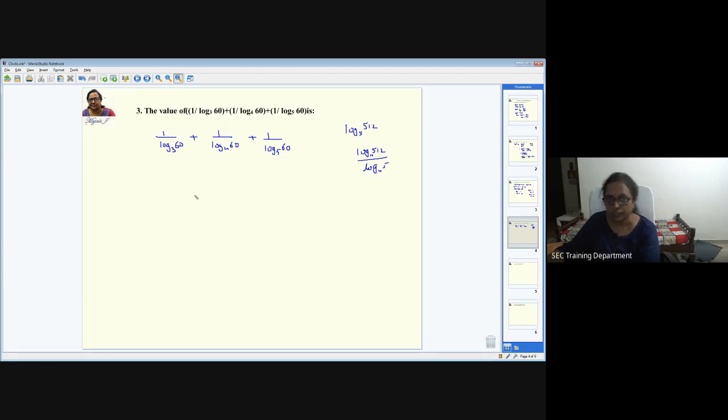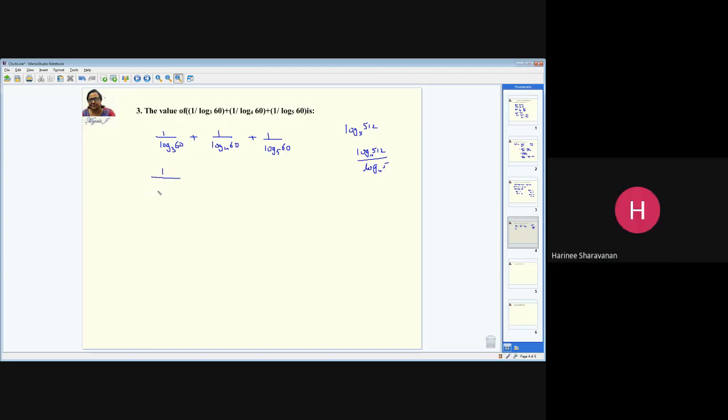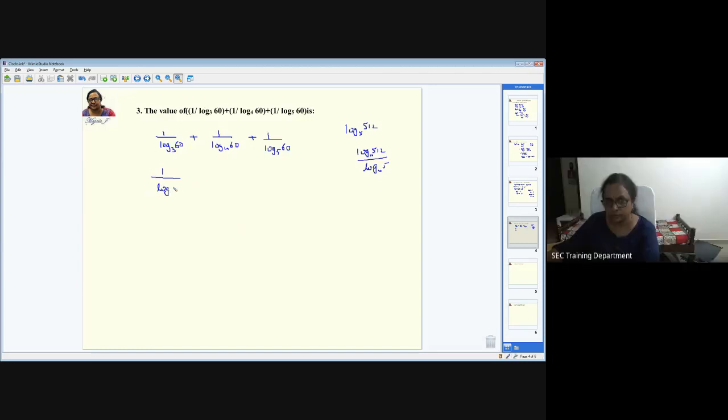Okay. So here you can see that the base here is 3, here it is 4, and the next it is 5. All are having different bases. So first thing is you have to take it out from the base. So what are you supposed to do? Tell me here. Same as what I have done here. Log 60 base 10 by log 3 base 10. Log 60 base 10 we can consider, whole divided by log 3 base 10.